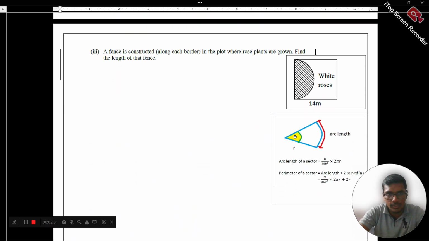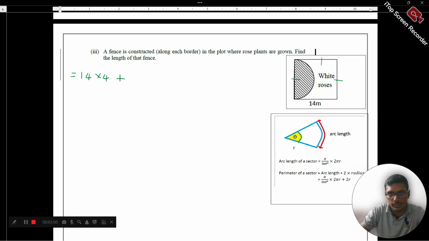A fence is constructed along each border of the plot of land where rose plants are grown. Find the length of that fence. Along each border means how many borders are there? 1, 2, 3, 4, 5 borders are there. Then that length will be, all four borders are 14, so 14 times 4 plus the arc length.